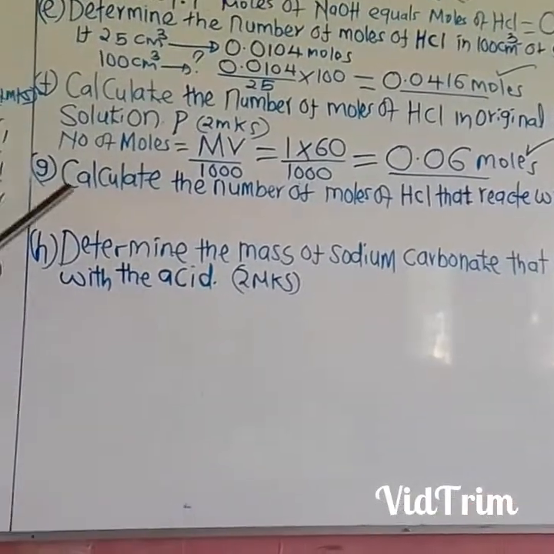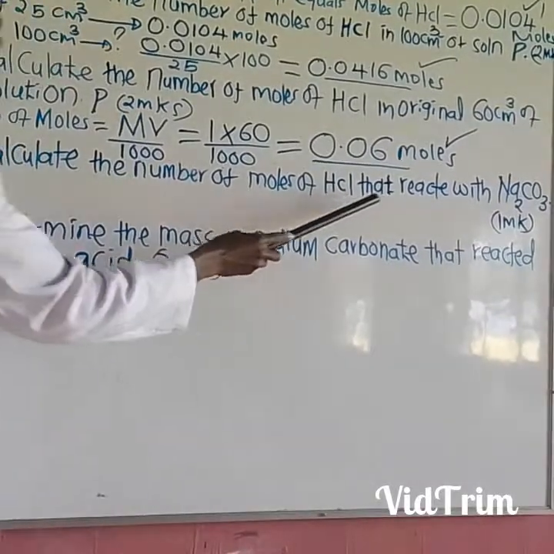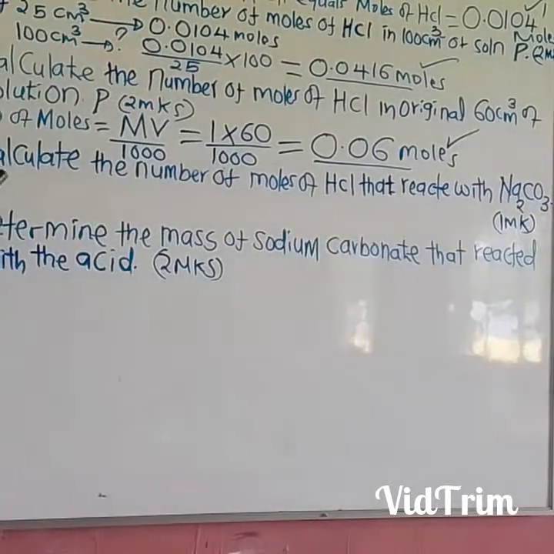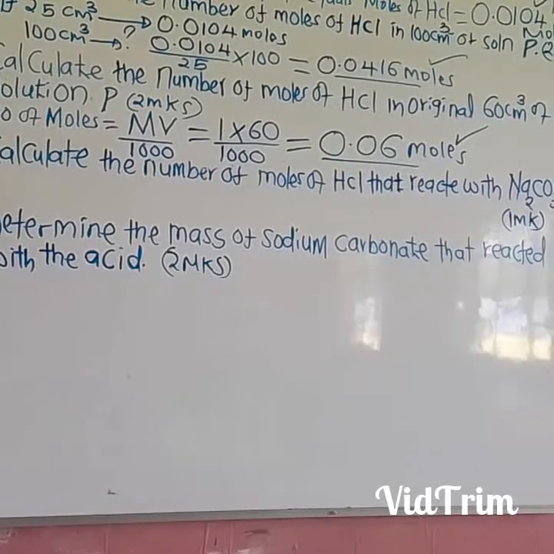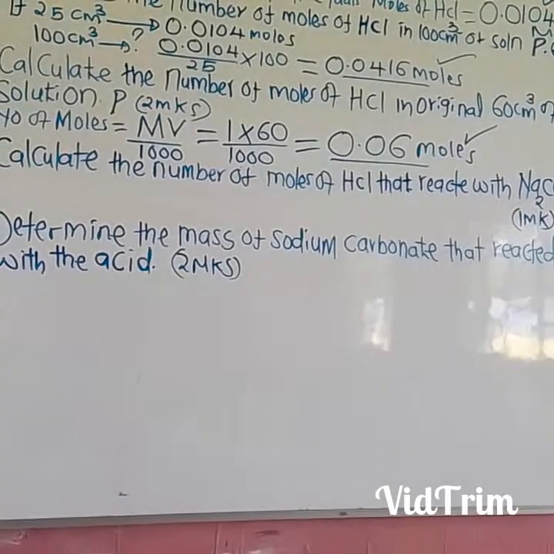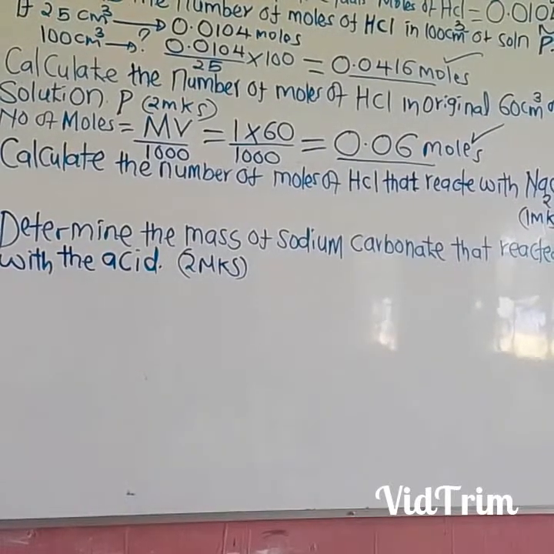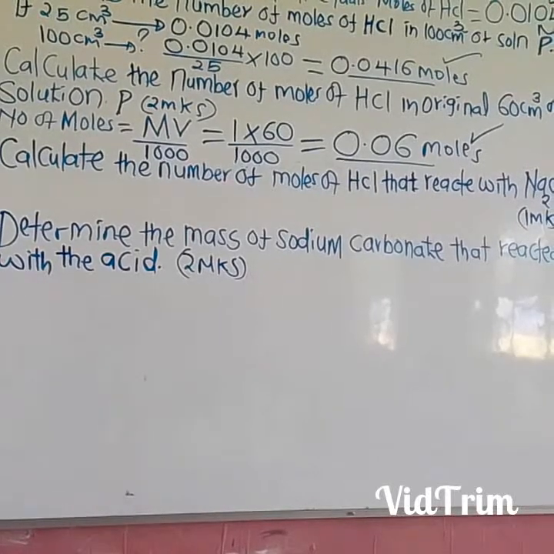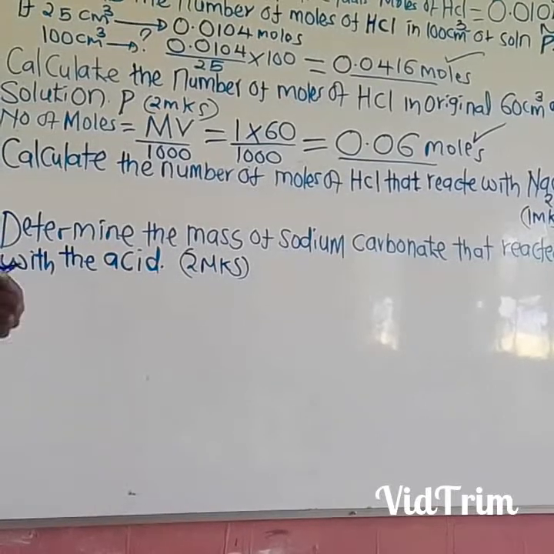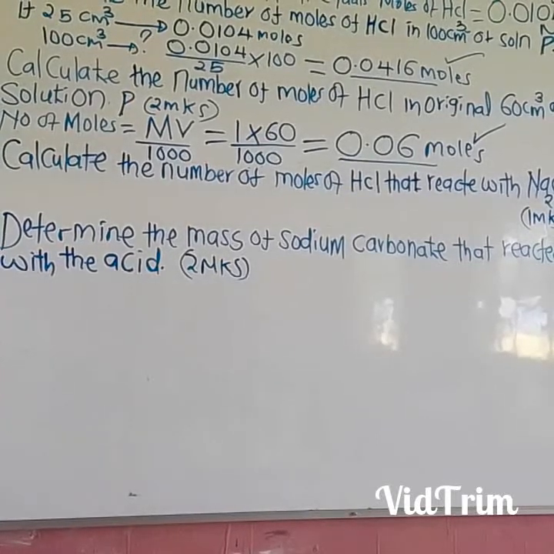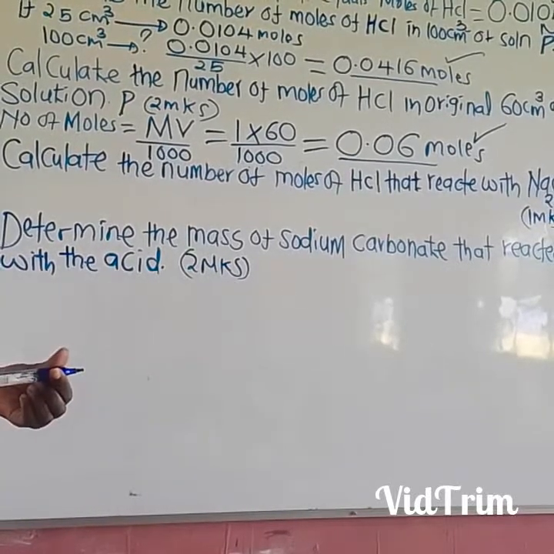Then question G. Calculate the number of moles of hydrochloric acid that reacted with the carbonate. So it is very simple. You take the number of moles of hydrochloric acid at the original 60 centimeter cube, then you subtract the number of moles of hydrochloric acid at 100 centimeter cube. Are you getting, my student?